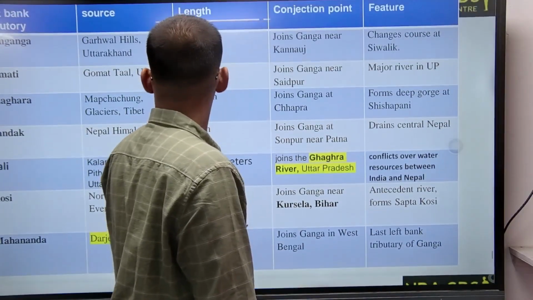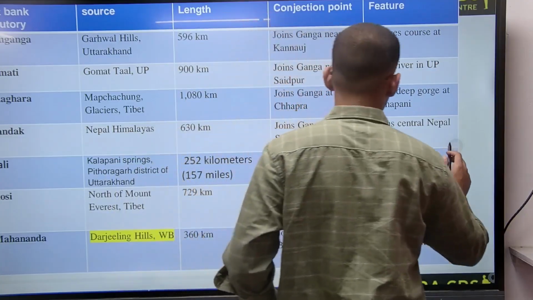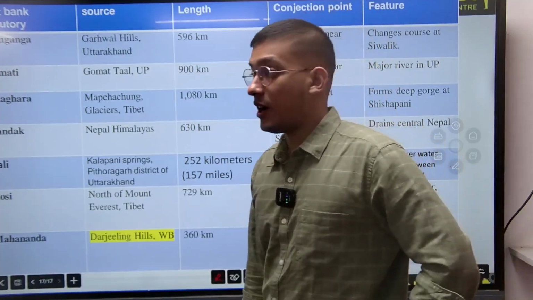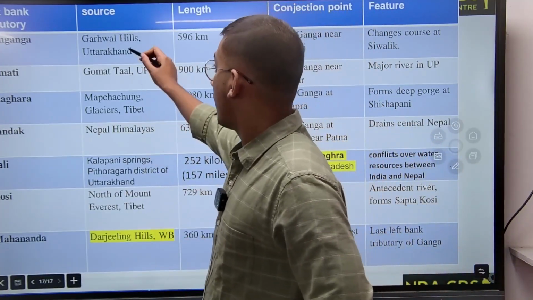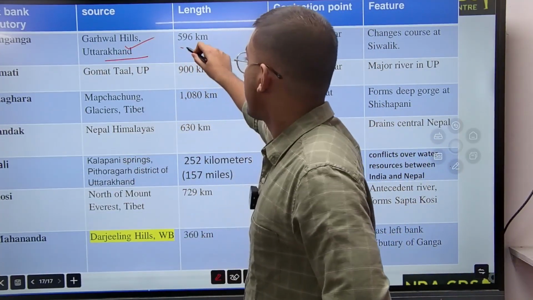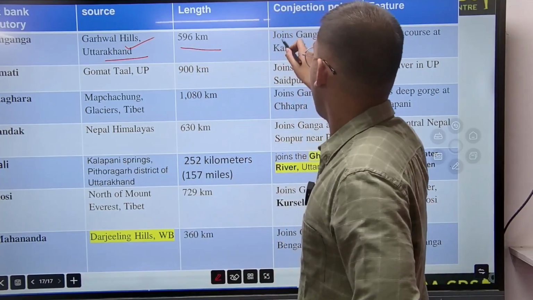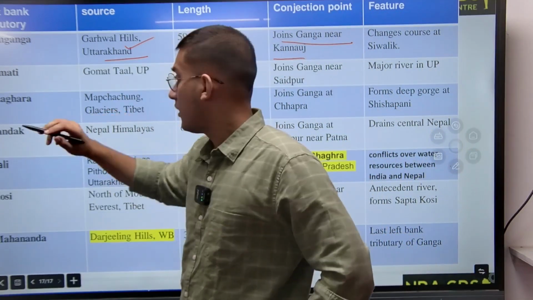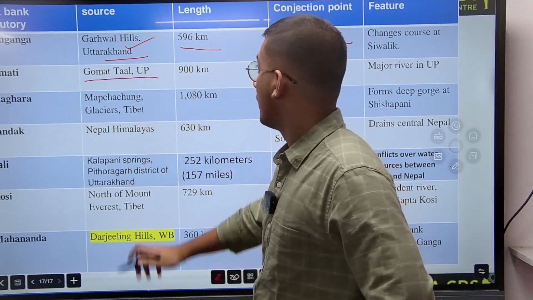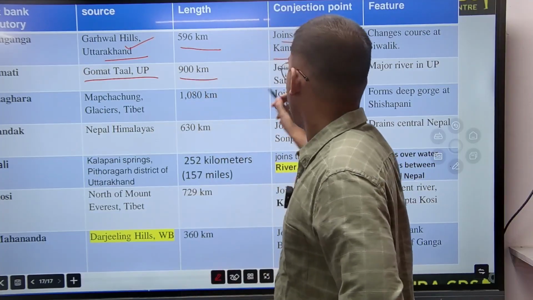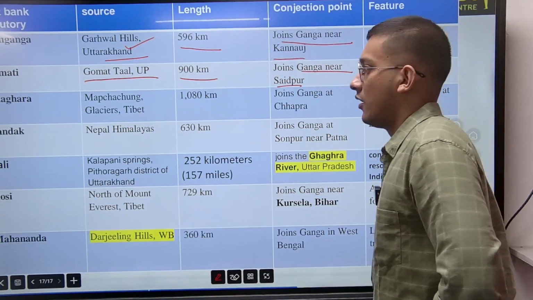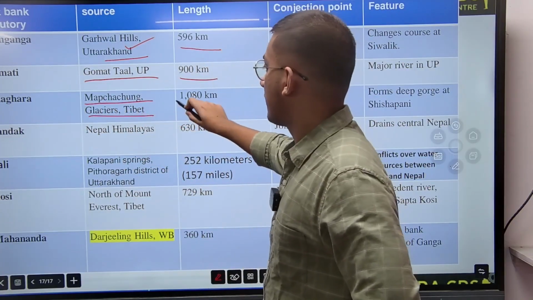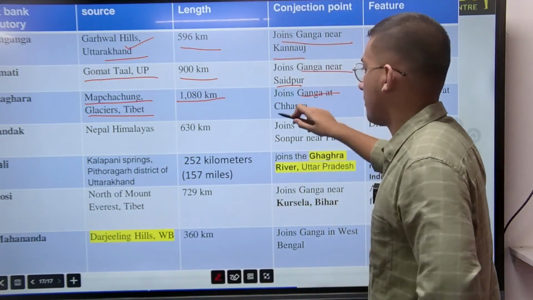Now this is a total revision. We have Ramganga. Ramganga starts at Garhwal Hills in Uttarakhand. Length is 526 kilometers and joins Ganga near Kannauj, right? Then we have Gomati. Gomati starts at Gomati Tal, Uttar Pradesh. Length 900 kilometers, joins Ganga near Saidpur. Then we have Ghagra. Ghagra starts at Mapchachung Glacier, Tibet. Total distance is 1080 kilometers, joins Ganga at Chapra.